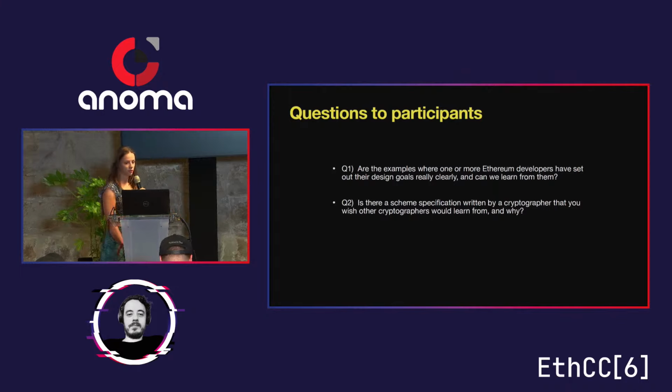So now a couple of questions to you. Can you think of any examples where there are one or more Ethereum developers that have set out their design goals really, really clearly, and can we learn from them? Or alternatively, is there a scheme specification written by a cryptographer that you wish other cryptographers would learn from, and why? Feel free to answer either question. Can I have hands for anyone that wants to answer?